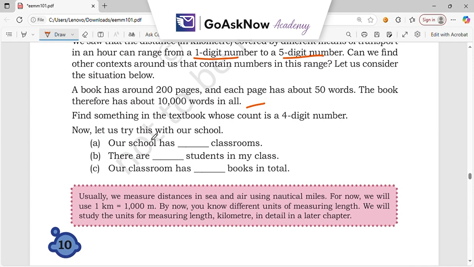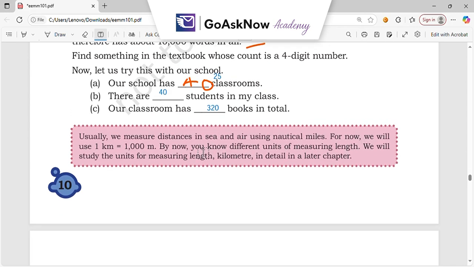Let us try this in our school. We can check based on your class. Suppose you have 40 classmates, then you can note 40. In your school, suppose there are 25 classrooms, we can mention 25. Your class has 40 students. Okay, how many books does your class have? 40 people having 8 books each, then it's equal to 320. Usually we measure, that means 1 kilometer is equal to 1000 meters.